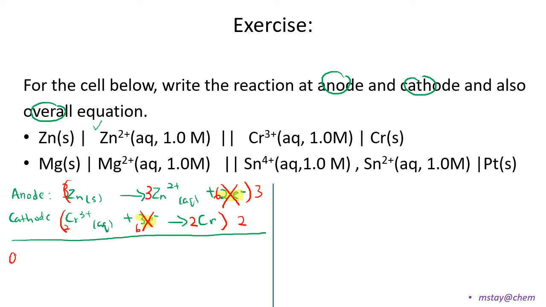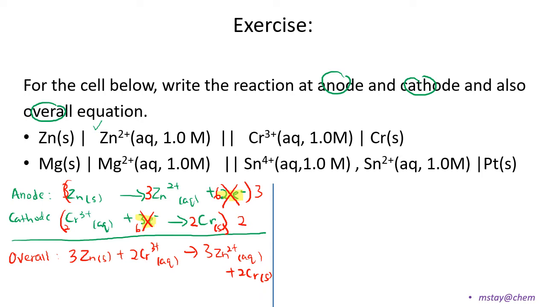So the overall equation will be 3 mole of zinc reacting with 2 mole of Cr3+, going to produce 3 mole of Zn2+ and 2 mole of chromium solid. Okay, so I think I missed out the solid over here.